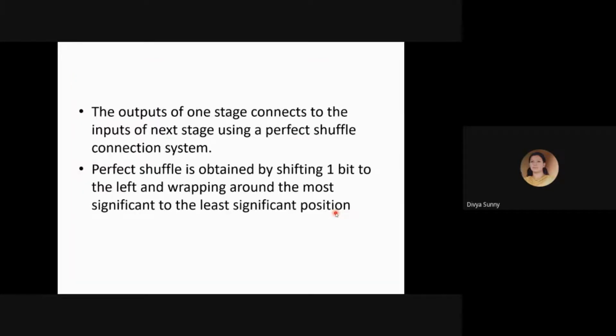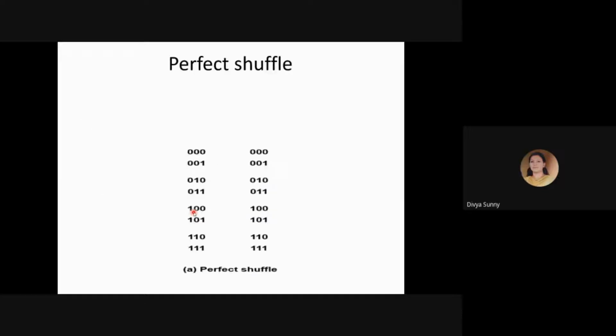In Omega network, there are multiple stages of switches. The output of one stage connects to the input of the next stage using perfect shuffle connection system. Perfect shuffle is obtained by shifting one bit to the left and wrapping around the most significant to the least significant position. So we'll see this using an input set and output set. This is input set and this is output set. The input is connected to the output using perfect shuffle.